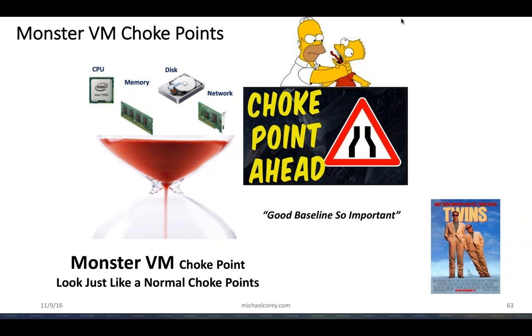And oh, by the way, you've got an 80% likelihood it's going to be at the disk based on VMware support questions. So if you have a problem and you don't know where to look, the first thing I do is I look at the storage configuration, how it's being utilized, how it's laid out, how it's being configured. A good baseline is just so critical.